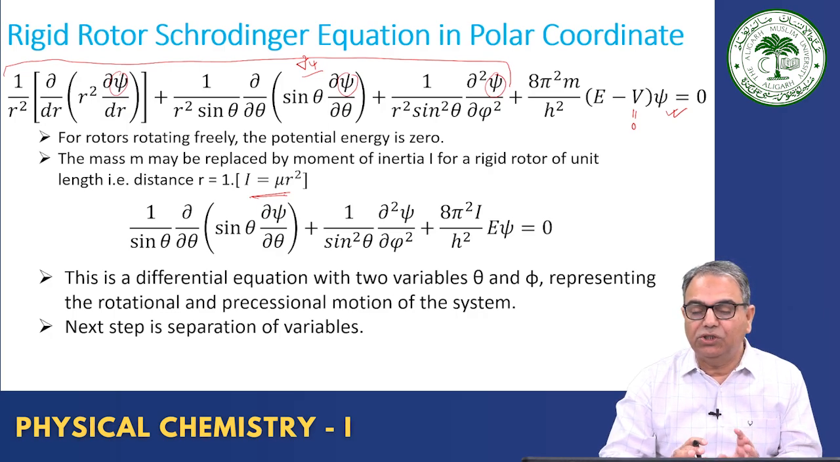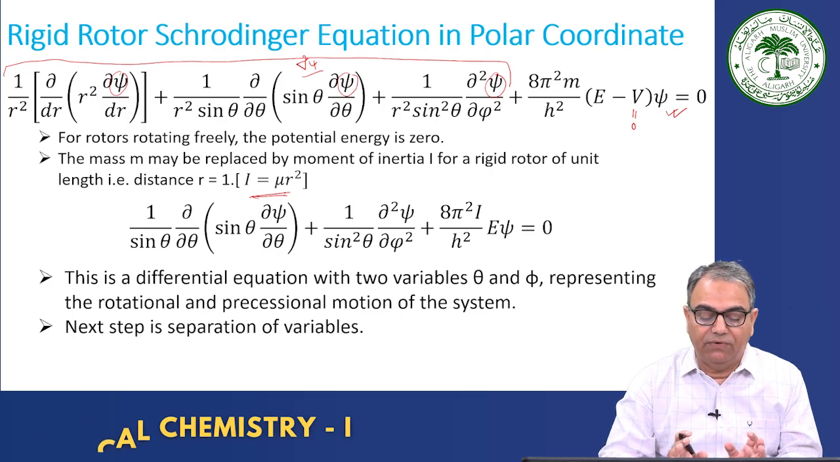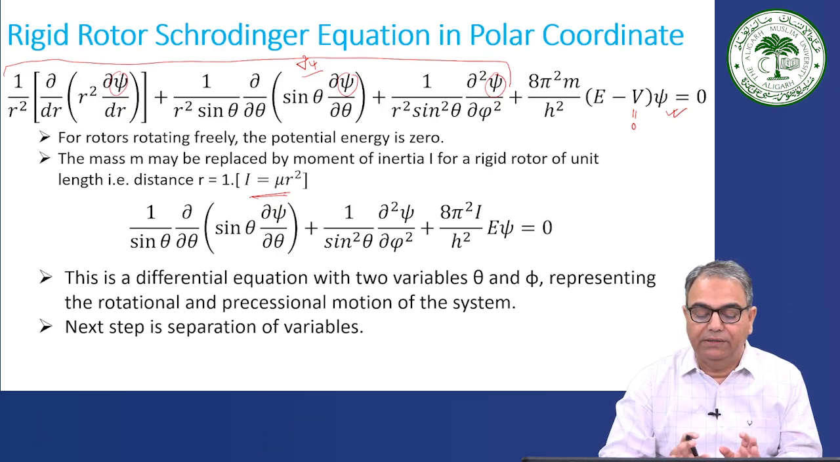The second term also becomes a little easier, because 1 by r square sin theta, r square will become 1. So, it will be 1 by sin theta, then del by del theta, sin theta, del psi by del theta will remain. Then again in the third term, you do not have r, because r is equal to 1. So, it is 1 by sin square theta, del square psi by del phi square.